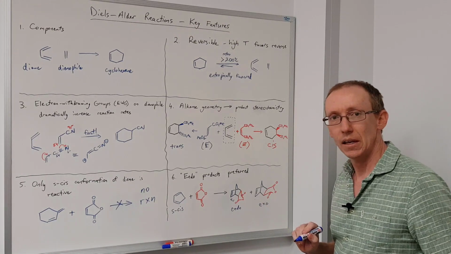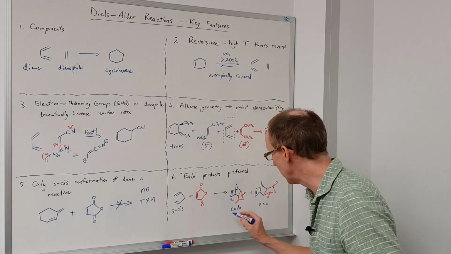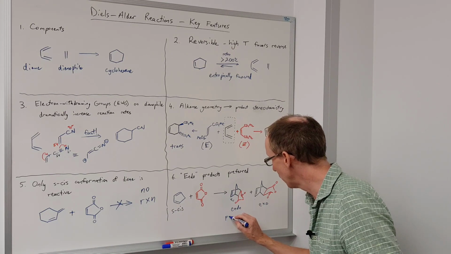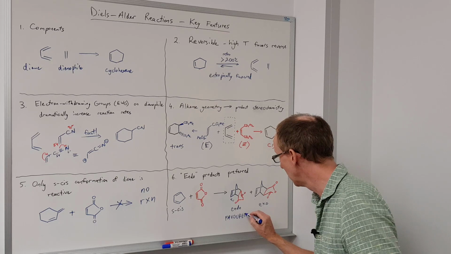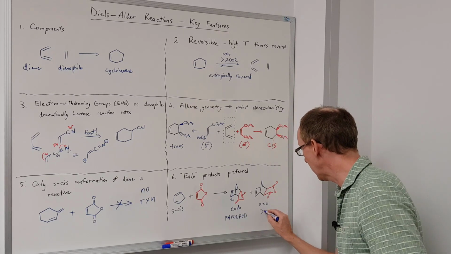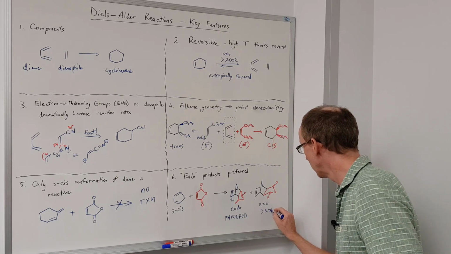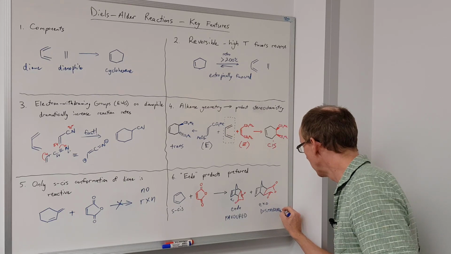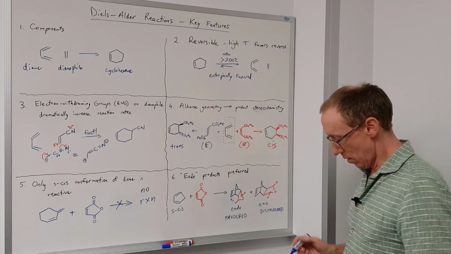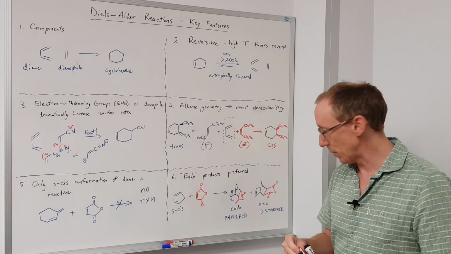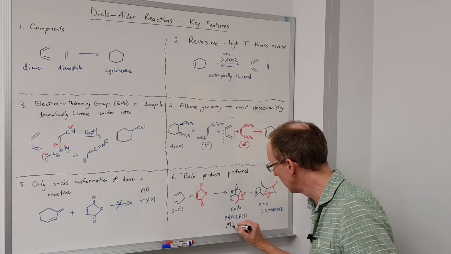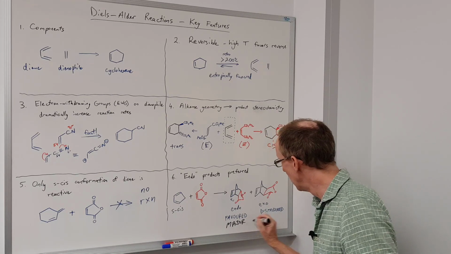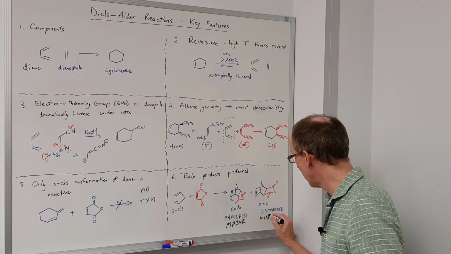And the endo is normally preferred in Diels-Alder reactions. So we can say that that is favoured or desired or preferred, and this is disfavoured. Or I guess when we do the experiment, what we might say is that the endo product is the major product and the exo is the minor.